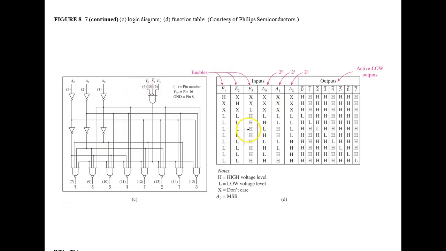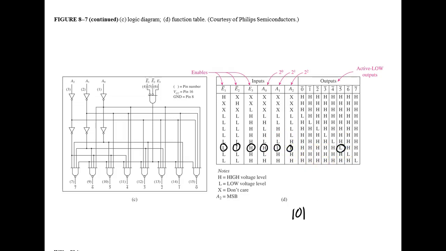So a 5 would be a 1, 0, 1. But before it works, I have to do what? I have to make this guy here low, this guy over here low, this guy right here. Then I have a high, a low, a high. That's a 5. Which output went low?